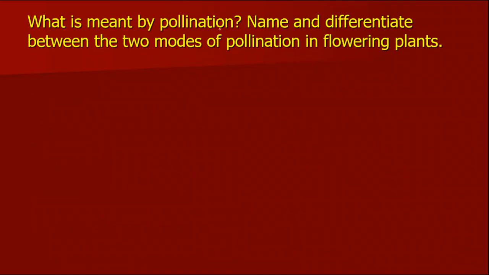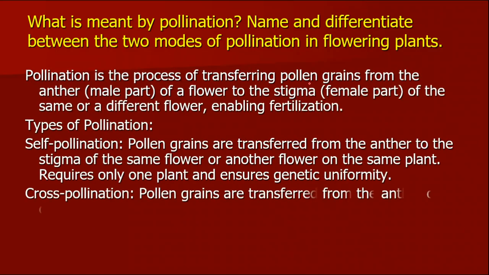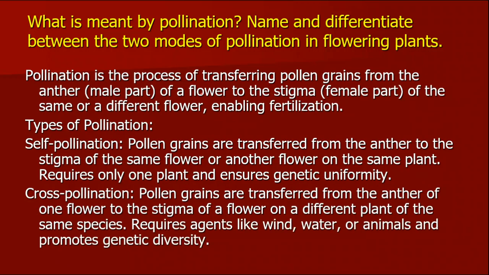What is meant by pollination? Name and differentiate between the two modes of pollination in flowering plants. Answer would be here. Pollination is the process of transferring pollen grains from the anther, that is the male part of a flower, to the stigma, female part of the same or a different flower, enabling fertilization.